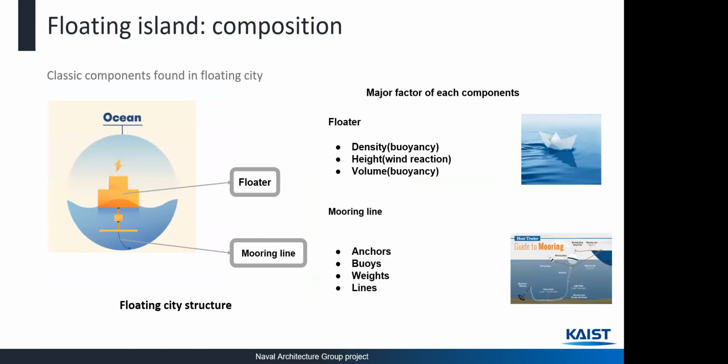Next is the mathematical model for our design. For the mathematical model, we divide it into two components. The floater is the floating part on the marine surface, and we consider the density, height, and volume of the island. The mooring line is the fixed part of the floating city and has many factors to consider regarding material property and structure, but we simplify this to a simple spring model to simplify our mathematical model.